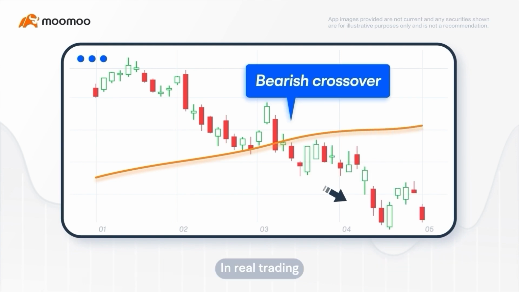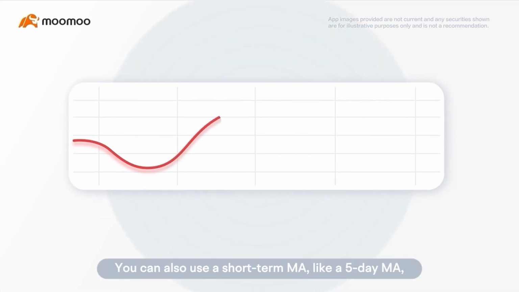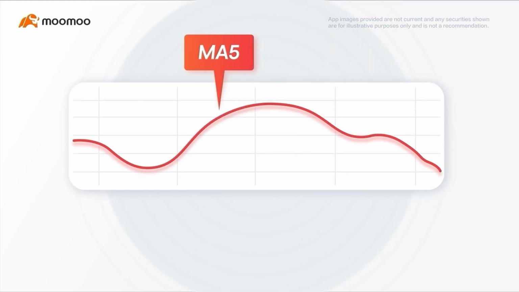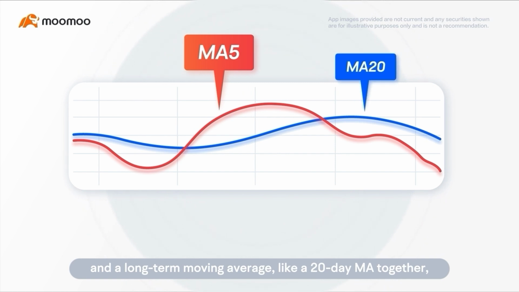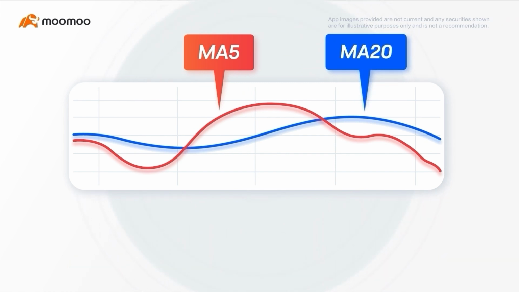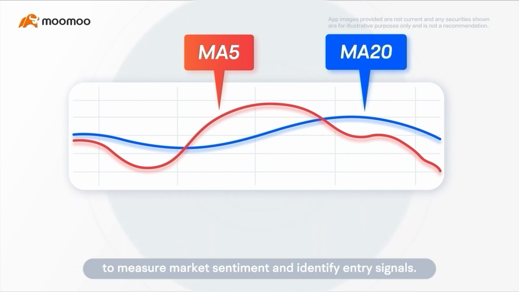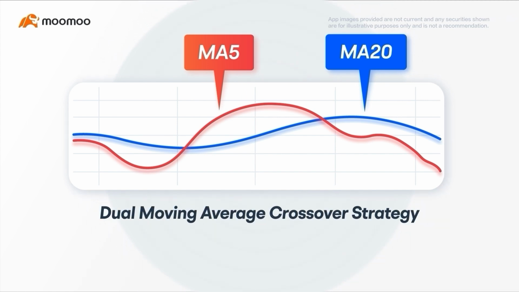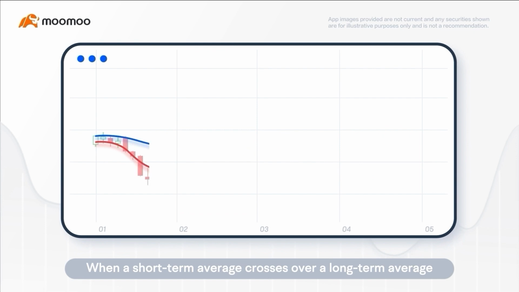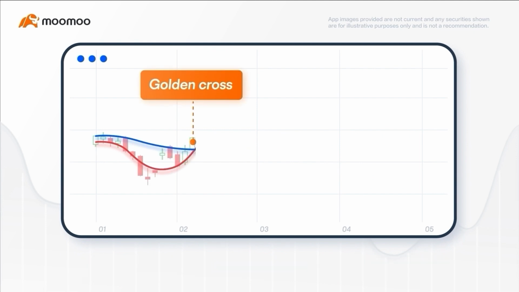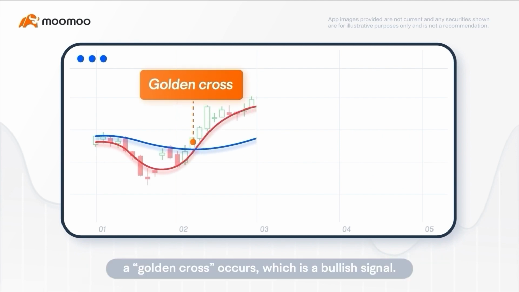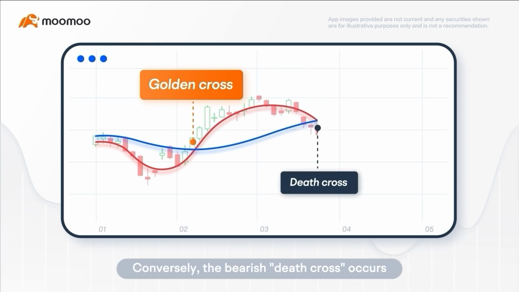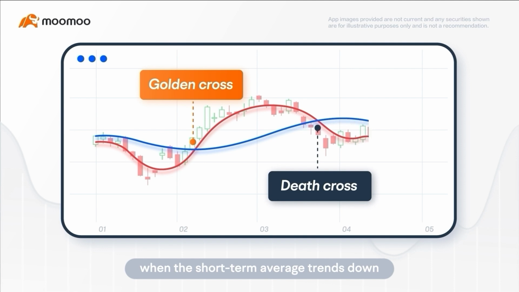You can also use a short-term MA, like a 5-day MA, and a long-term moving average, like a 20-day MA, together to measure market sentiment and identify entry signals. This is called the dual moving average crossover strategy. When a short-term average crosses over a long-term average to the upside, a golden cross occurs, which is a bullish signal. Conversely, the bearish death cross occurs when the short-term average trends down and crosses below the long-term average.